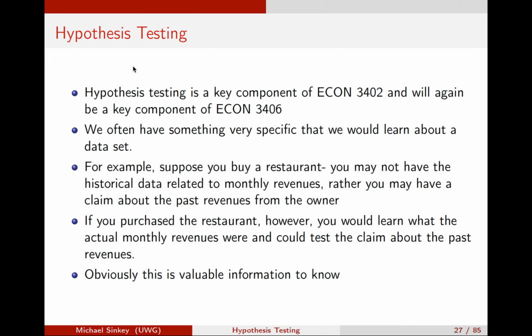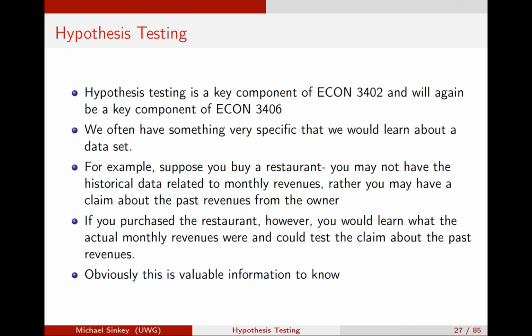Now, hypothesis testing is a key component of ECON 3402 and is again a key component of ECON 3406. So it's something that we do in the first two parts of this class. The first third of this class is almost exclusively hypothesis testing, with the exception of the probability that we've already discussed. The second part of this class is also hypothesis testing, but we're going to expand the types of hypotheses that we can look at and the data that we can use.